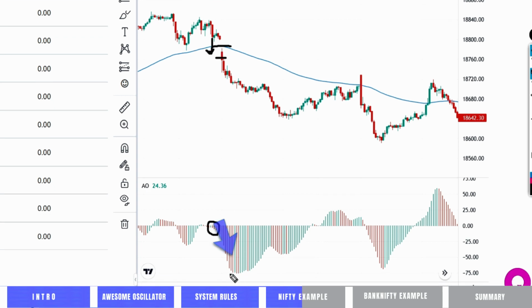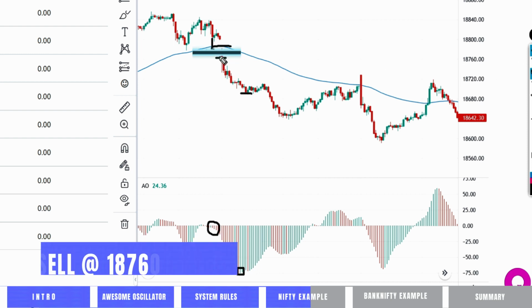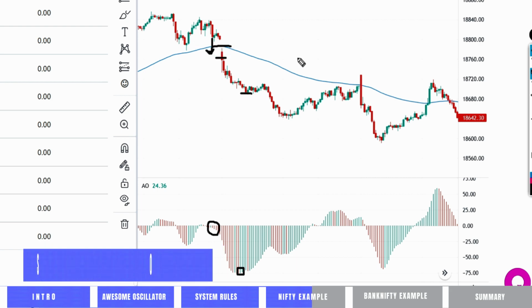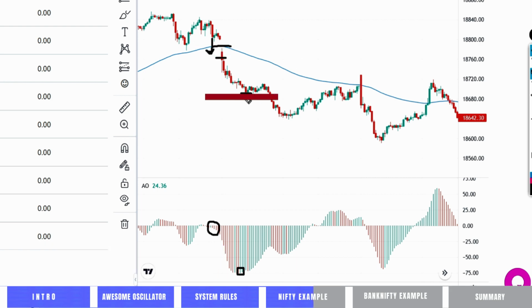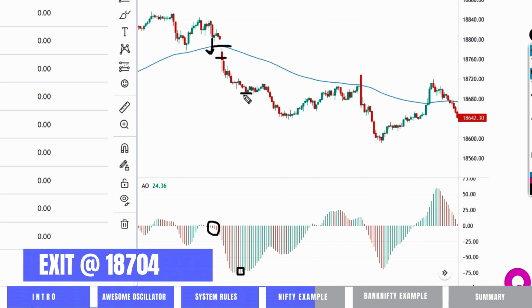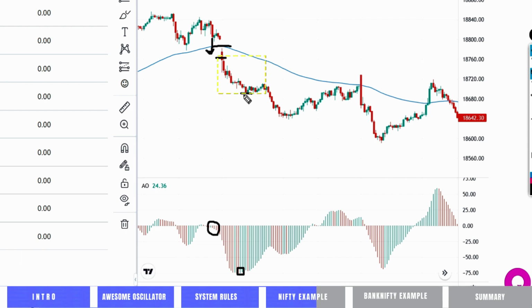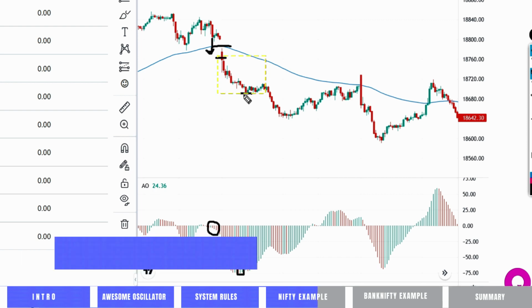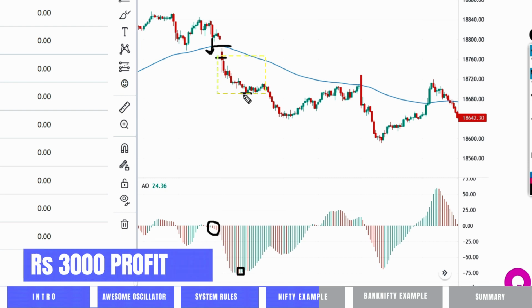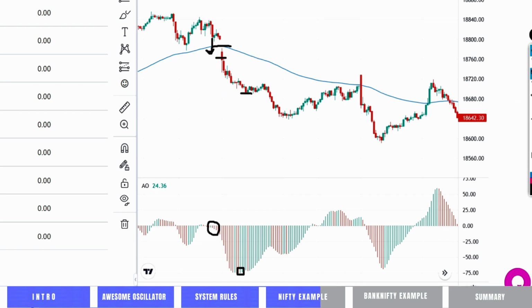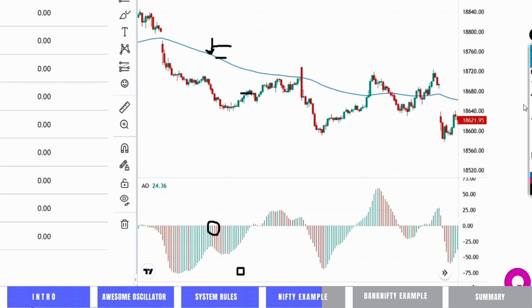And as we can see, the stock went down pretty quickly, and this is where it made two green bars. So almost here is where we will take the exit. If we see what our entry points were, we were able to take an entry at 18,760, and the exit is almost at 18,700. So that's about 60 points, a profit of almost rupees 3,000 on a single lot of Nifty. Let us see one more example.